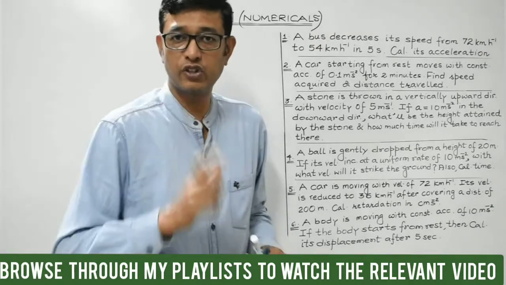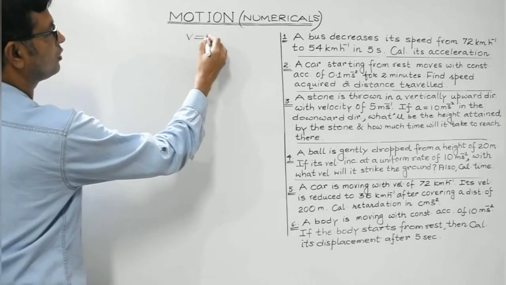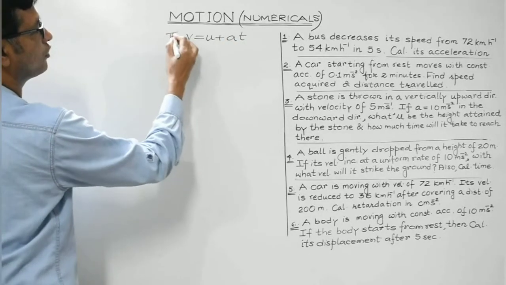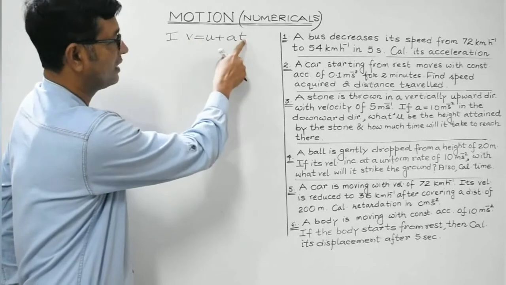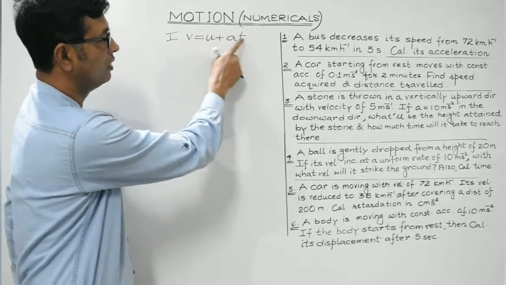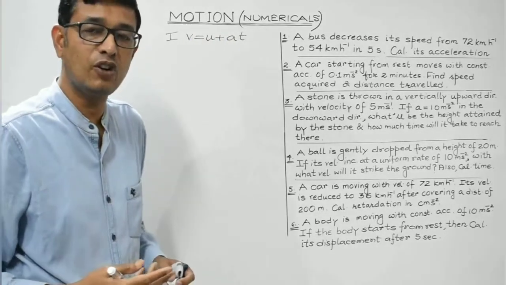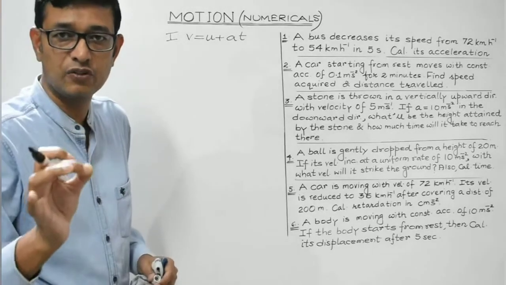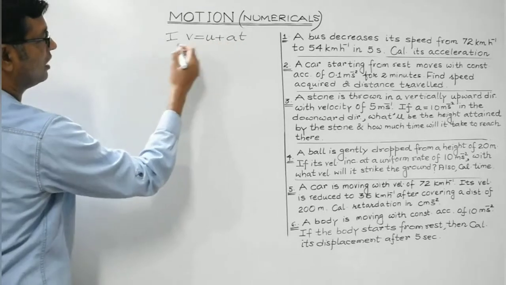Students, in the previous lecture we mathematically verified the equations of motion. There are three equations of motion. The first one is V is equal to U plus AT. That's the first equation of motion, and it is known as the velocity-time relationship. Time and velocity are the variables; U and A are constants. These equations are valid for uniformly accelerated motion, when the acceleration of the body is constant, right? So it is the velocity-time relationship.